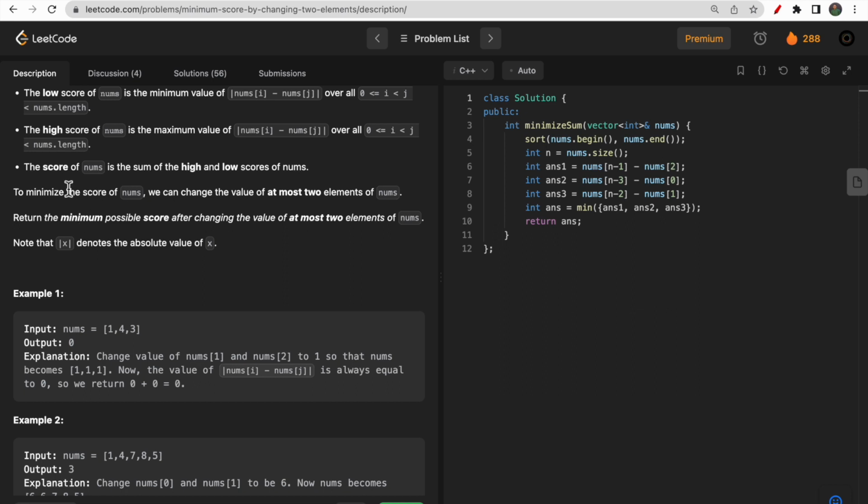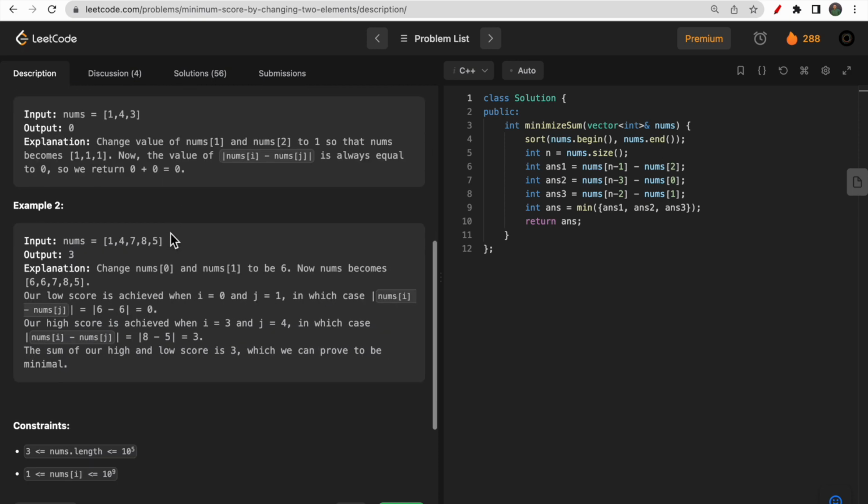In order to minimize the score, what we can do is change at most two elements of the nums. And after changing any two elements of the nums, we need to return the minimum possible score. Got it?